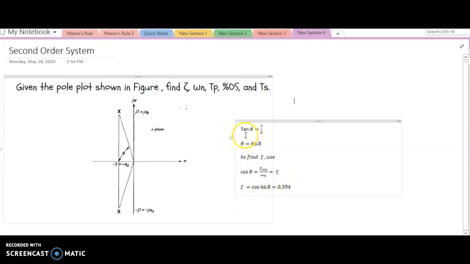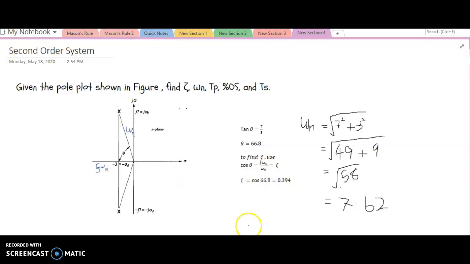To find that, you can use tangent theta equals 7 divided by 3. You take the inverse and you get theta equals 66.8 degrees. Then you just put cos 66.8, and you can get 0.394.